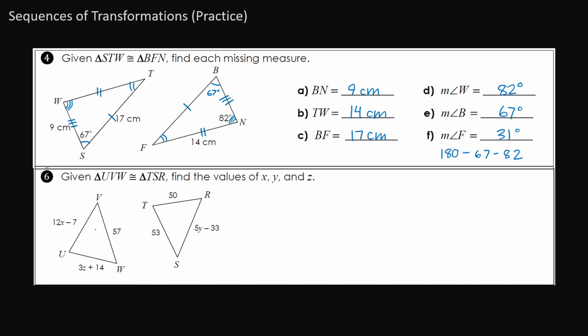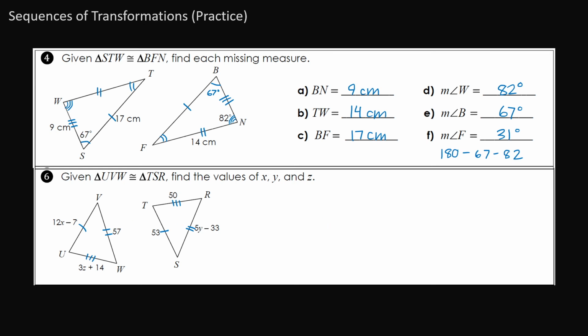Let's try a different application. For number 6, given triangle UVW is congruent to triangle TSR, we need to find the values of X, Y, and Z. So I'm going to label everything that I know. So I know UV corresponds to TS, they are congruent. I know that VW corresponds to SR, they are congruent, and UW corresponds to TR. So I can write 3 separate equations to find the values of X, Y, and Z.